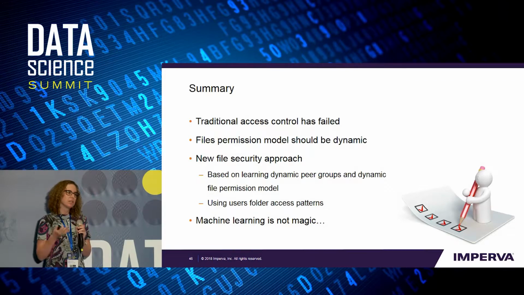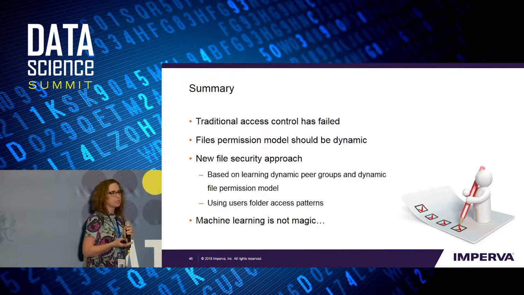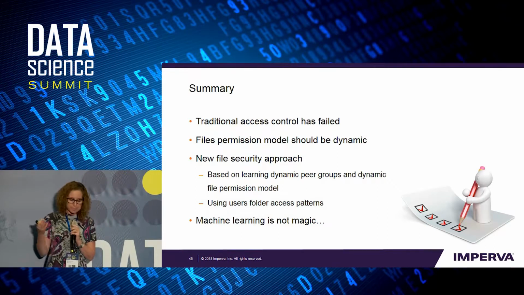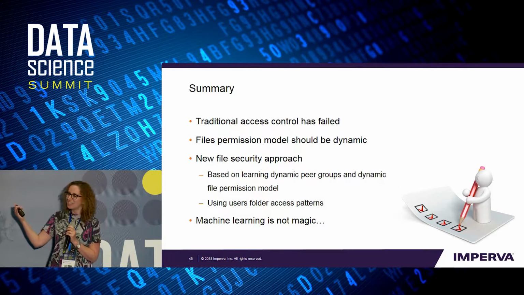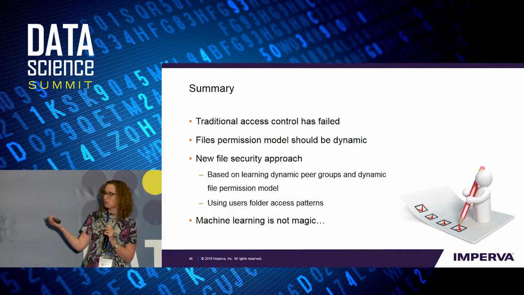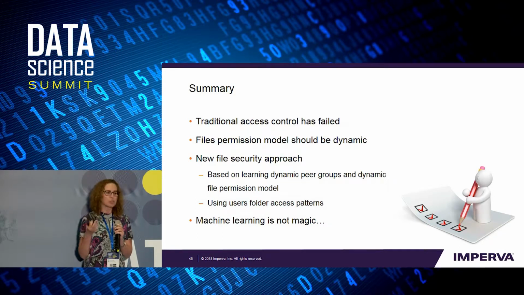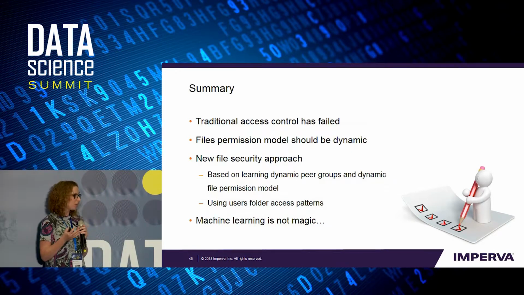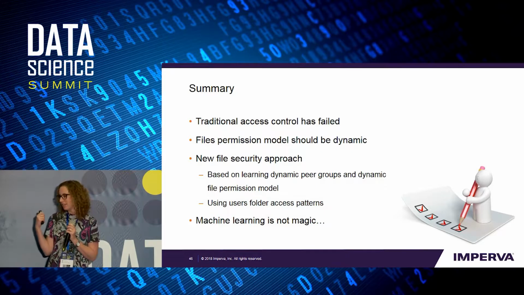So to summarize, I've talked about why the traditional access control mechanism has failed. We've talked about the fact that file permission models in today's world should be dynamic. I've presented our new file security approach, which is based on learning dynamic peer groups and a dynamic file permission model by using the folder access patterns of users in the organization. And I've talked about the fact that machine learning is not magic, and in order to successfully apply a machine learning algorithm, we need to combine domain knowledge with the machine learning.